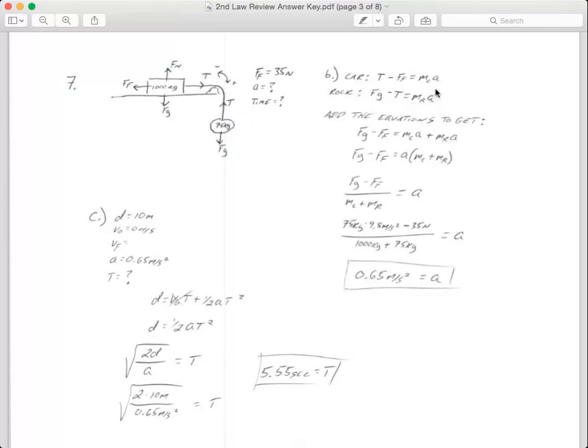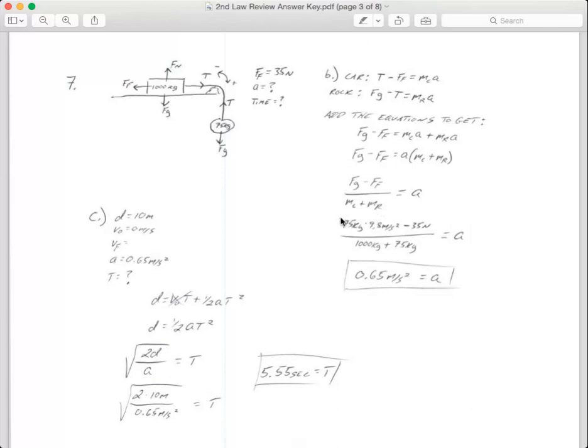We're going to add the equations together just like we did in number 6, and what's going to happen is my two tensions cancel because one is positive and the other one is negative, so they disappear, leaving me with force of gravity, positive, and force of friction, which is minus, so we keep it negative, adds up to equal the mass times the acceleration of both objects. Again, we factor out the acceleration to get it by itself and divide by the masses. That's why it's in the denominator here.